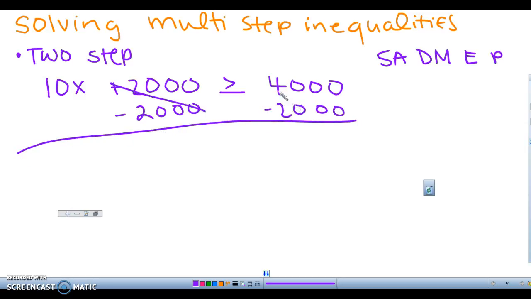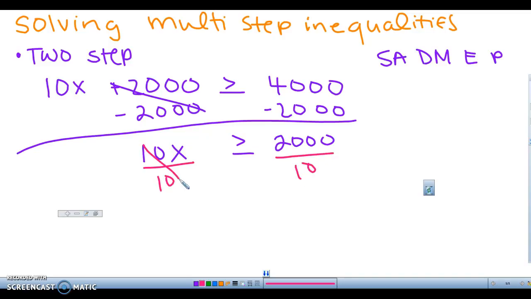These cancel. 4,000 minus 2,000 is 2,000. And I have 10x greater than or equal to 2,000. Now this looks like one of those one-step multiplication division equations or inequalities that I know how to solve. So I'm going to divide both sides by 10. These will cancel and I'll have x is greater than or equal to 200. Don't forget that we want this in set builder notation, and that is how I should write all my answers.